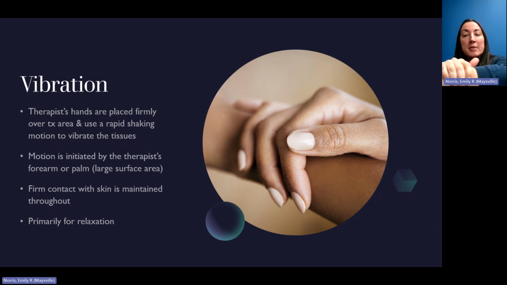where you're only moving pretty much either the skin or maybe just a little bit deeper levels of muscle tissue, and you need to remain with or continue with firm contact on the patient's skin throughout the whole process when using vibration, and it's primarily for relaxation. It's primarily to help the patient relax so they can tolerate what other treatments you're doing in addition to that.